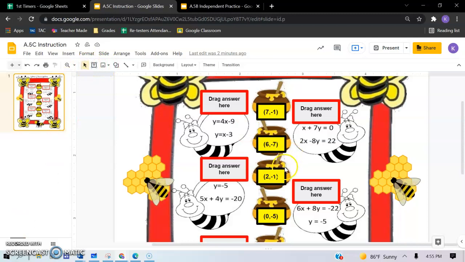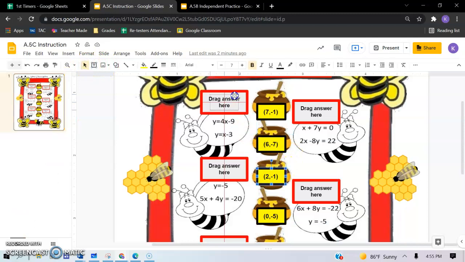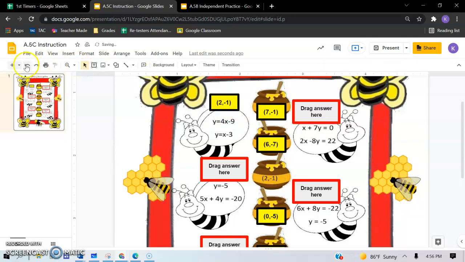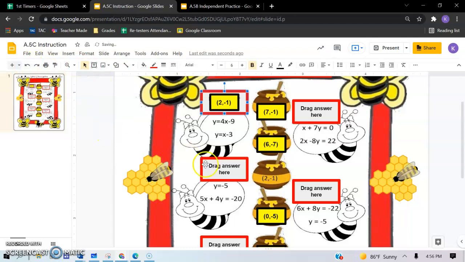So what I do is I get this one and I'm just going to drag it right here. Again, it dragged it to the back. So I'm going to do that right there. Or you can just click on this and delete it. Whatever is easier for you.